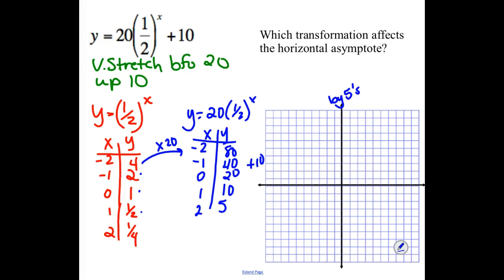All right. We're going to go ahead and graph this one. All right, that T-chart with the 20 already in there, since our numbers are so big, and then we'll shift everything up 10. So the 80 is going to be off my graph still, going by 5s, but I can get this one. -1 is at 40, 0 I'm at 20, 1 I'm at 10, and 2 I'm at 5. So it still looks like our decay that we said it should.